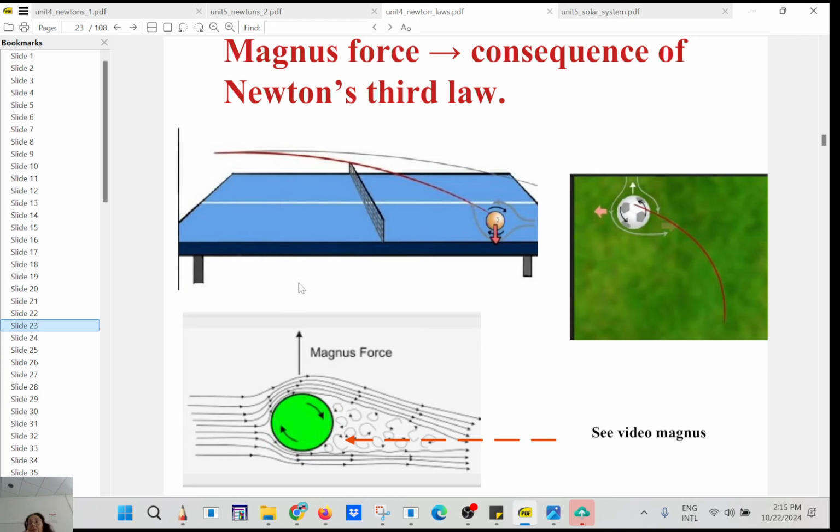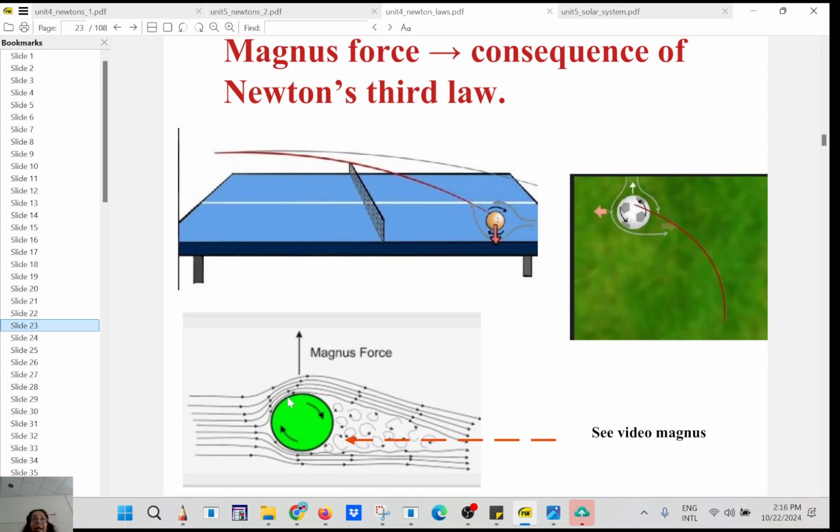So here is another example. If you play tennis or ping pong or cricket, you have something called top spin or back spin. You can make the ball go this way, so it's a top spin, or you can go back spin. So in that case, you have a tennis ball, let's say, and it's going to be a back spin. You make the ball go in this direction.